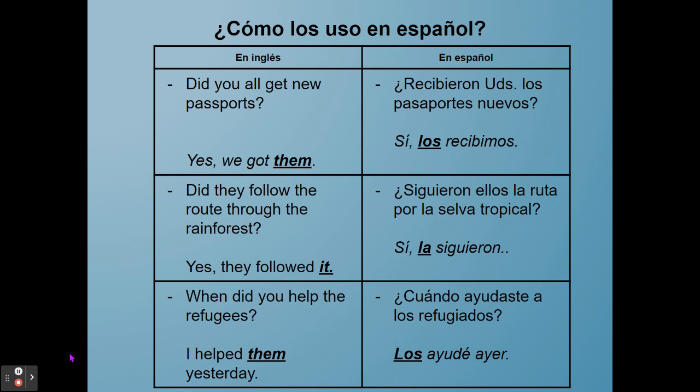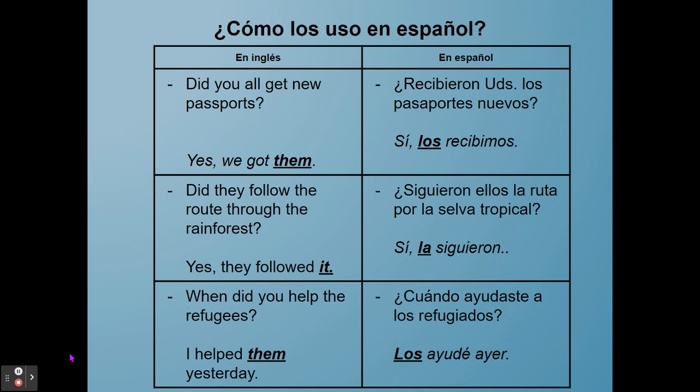Los pasaportes nuevos is your direct object. Sí, los recibimos. Yes, we received them. The los translates as them. However, note the difference in location of the direct object pronoun in Spanish. It's before the conjugated verb, as opposed to the direct object pronoun in English, where it's after the conjugated verb. So where they're going to be placed, for the most part in Spanish, is the opposite of where we would place them in English. So this may take a bit of adjusting for many of us.